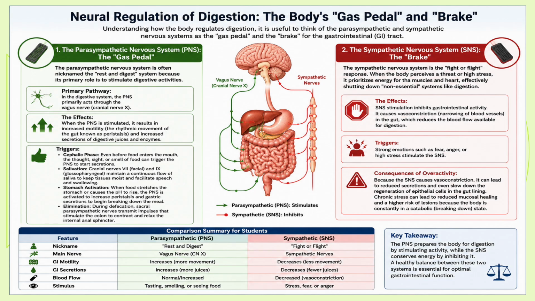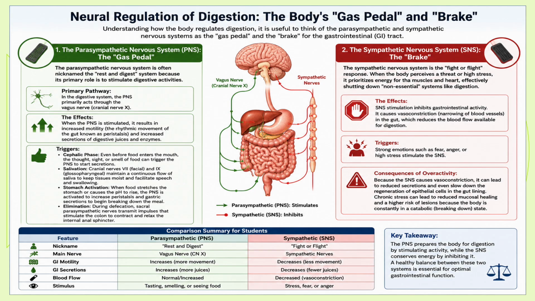Now, this can sound a little confusing because the sympathetic nervous system will trigger the fight or flight response in other parts of the body. Because remember, now we're talking about how the PNS and the SNS relate to the gut, right? So it does the opposite in the gut. The sympathetic nervous system basically becomes the brake, and the parasympathetic nervous system, the PNS, becomes the gas pedal for the digestive system, right? Because that's what we're talking about.